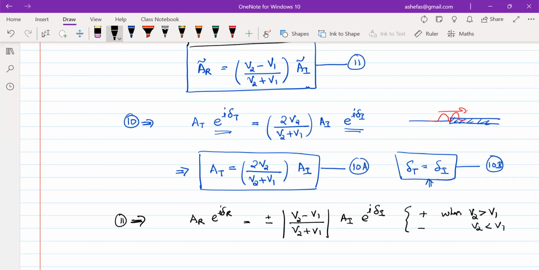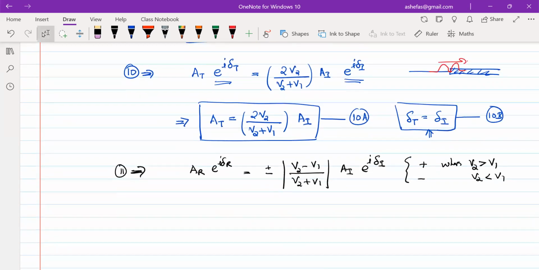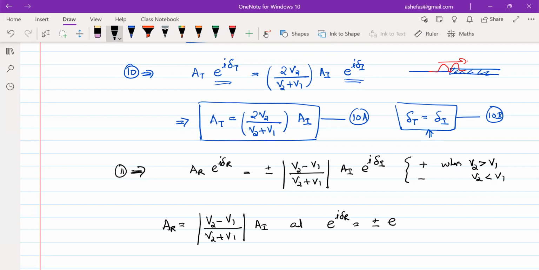Now again, this can be divided into two parts. We can equate the real part and the complex part separately. Now the amplitude is always taken to be a positive quantity. So therefore, we can write this Ar simply equal to the modulus of v2 minus v1 divided by v2 plus v1 times Ai, and e raised to i delta r can be equal to plus or minus e raised to i delta i.